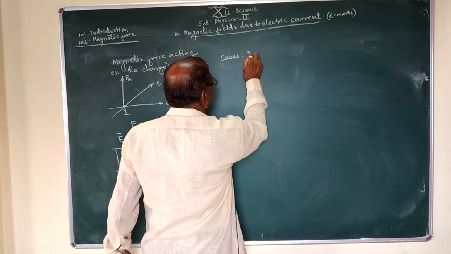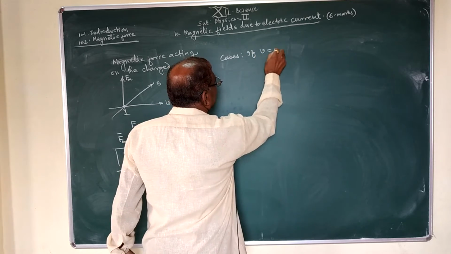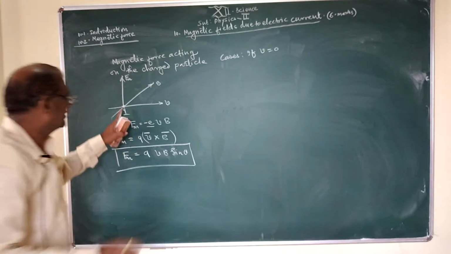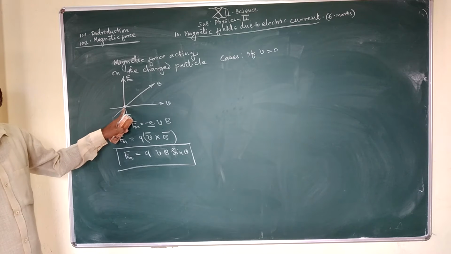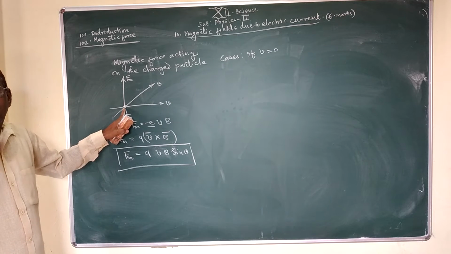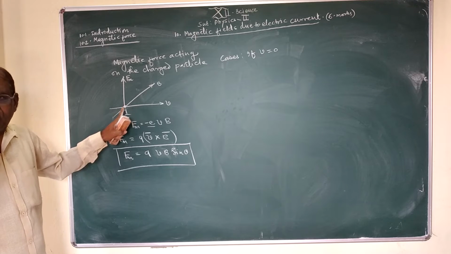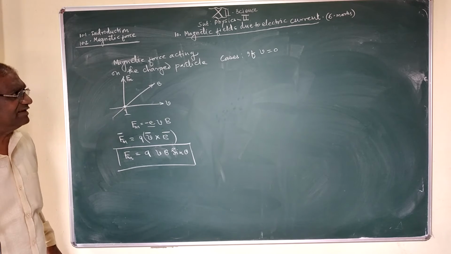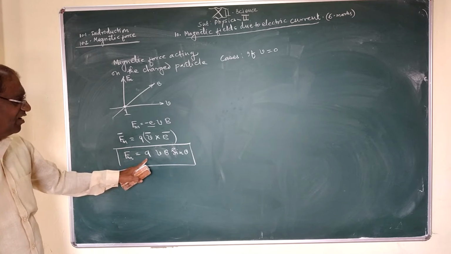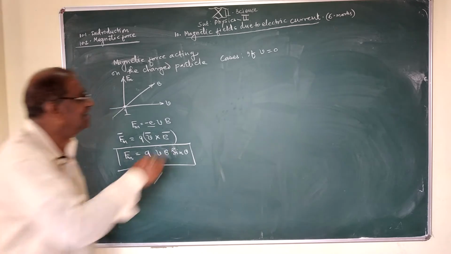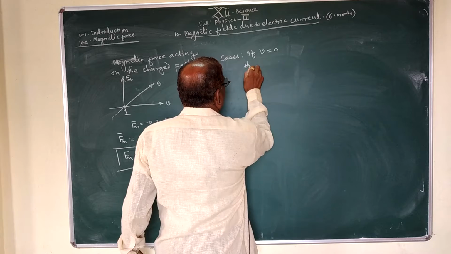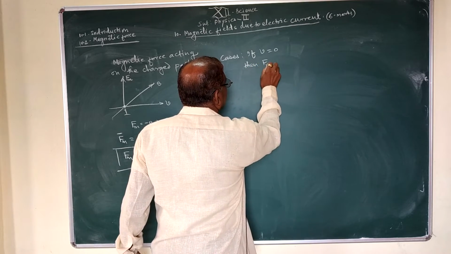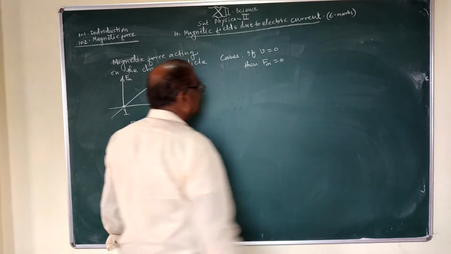First case: if V is equal to 0, if the velocity of the charged particle is 0, that is, if the particle is at rest, then how much force acts on the charged particle? Then Fm is equal to 0.